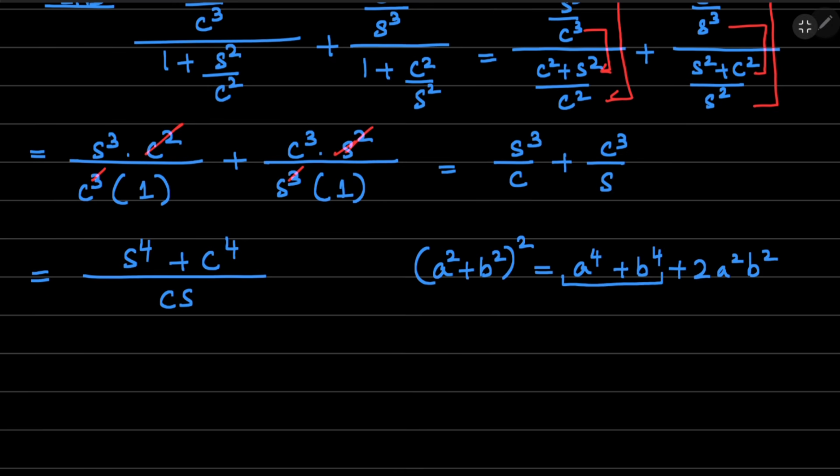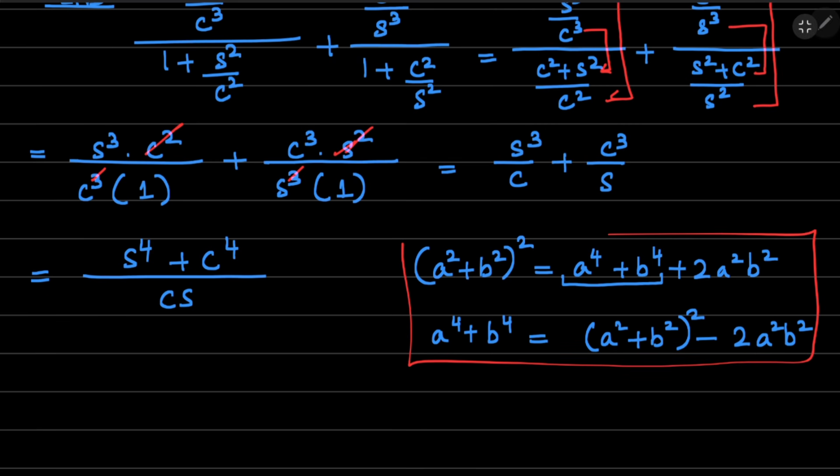Now you need to know this. So what is a to the power 4 plus b to the power 4? It is equal to a square plus b square the whole square minus 2 a square b square. So this is something which you should remember. Okay, this identity will frequently be used in 10th.